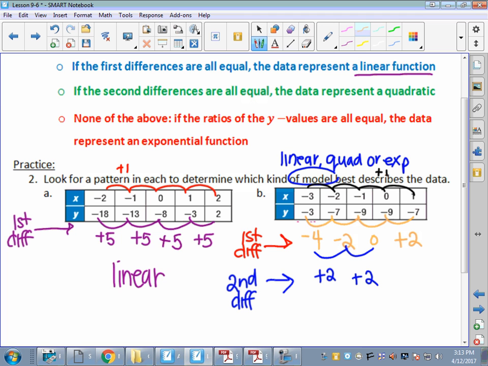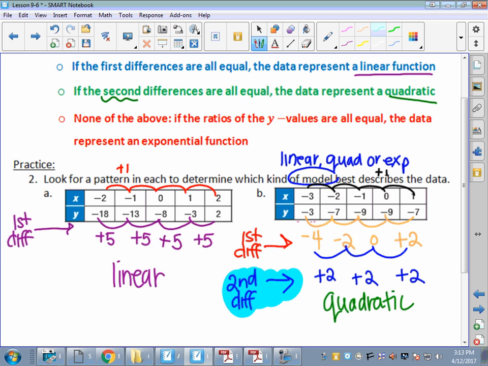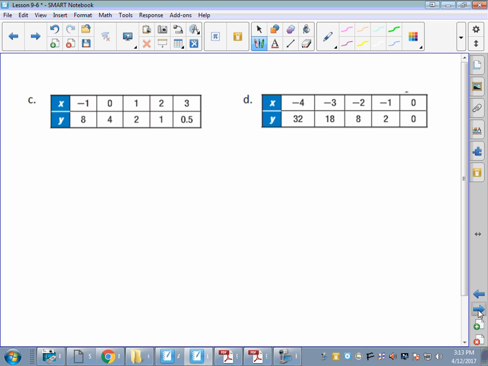So in this one, my second differences, the second time that I did all of this, how do I get from one to the next? So those guys are all equal. So if the second differences are all equal, I've got myself a quadratic. So it's all about the pattern. Let's do one more. I don't have that benefit of that other stuff now.